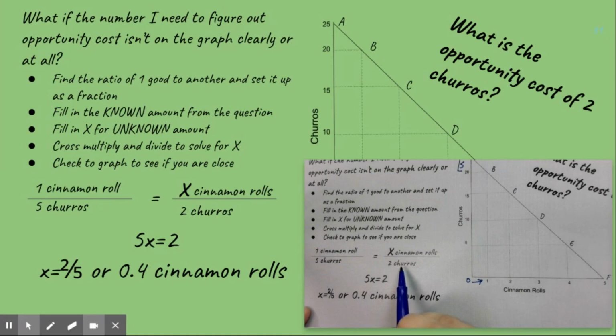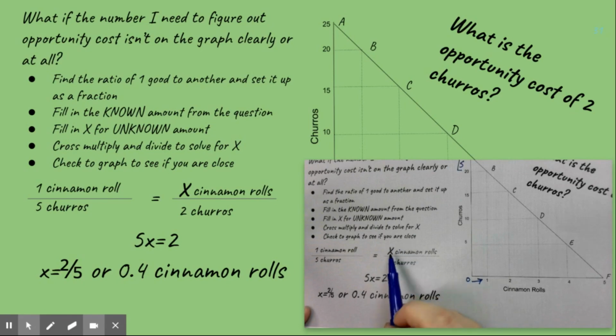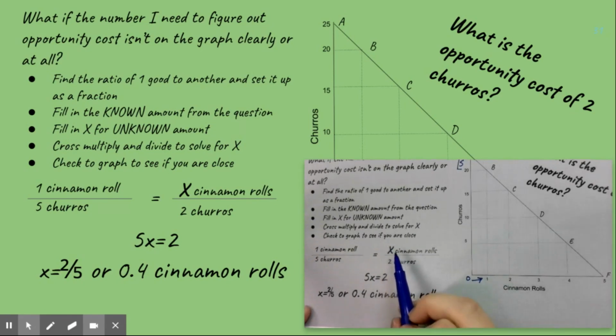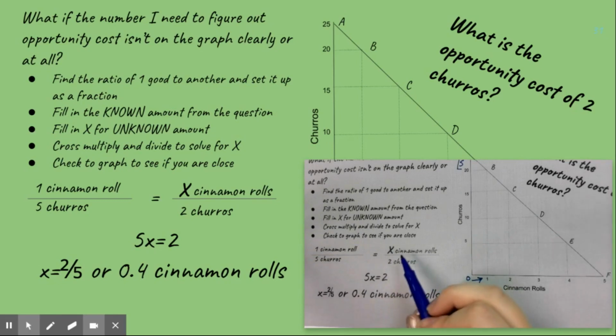Then we want to figure out how many cinnamon rolls I am giving up or gaining here. What is our opportunity cost in cinnamon rolls? But we don't know that, so we're going to make it a variable. Think back to your algebra classes, a variable. We'd fill it in with a letter. We're going to use X. Then we cross multiply and divide.